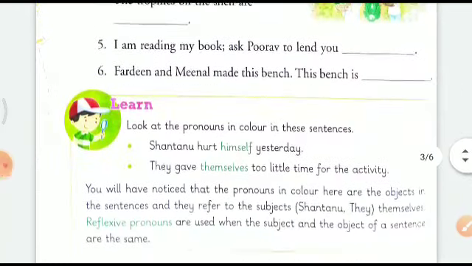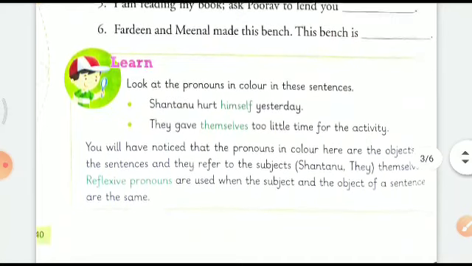See what you learn from this. Look at the pronouns in color in these sentences. Shantanu hurt himself yesterday. Himself is in color. They gave themselves too little time for the activity. Themselves. You will have noticed that the pronouns in color here are the objects in the sentences and they refer to the subjects, Shantanu and they. These are called reflexive pronouns. Reflexive pronouns are used when the object and the subject of the sentence are the same. So these are the reflexive pronouns.